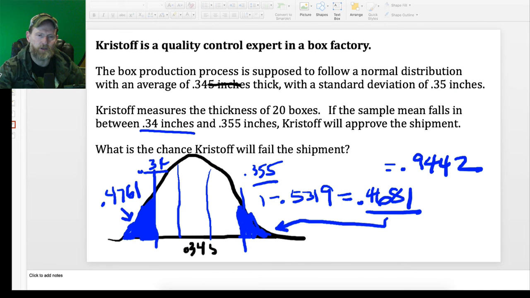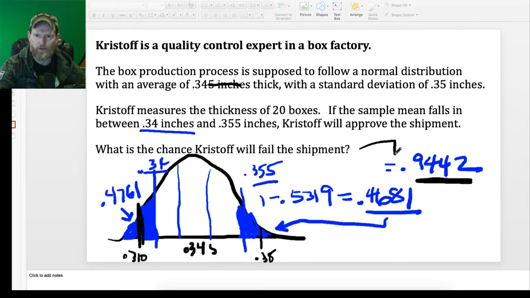So if we just wanted to check ourselves, the first standard deviation occurs over here. Okay? We minus this, and so that's 0.310 out here, and then 0.37, actually 0.38 over here. So really, this makes sense. The probability, the chance that he will fail the shipment is here. High probability he'll fail it if it's out of specification.